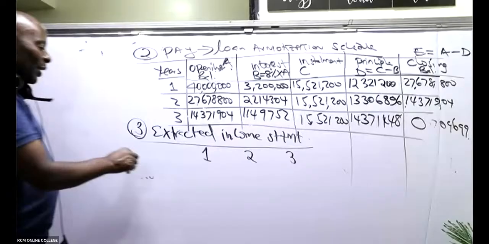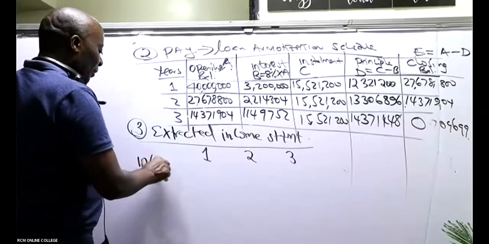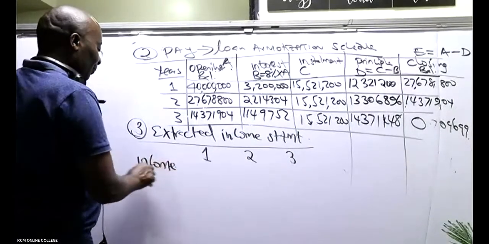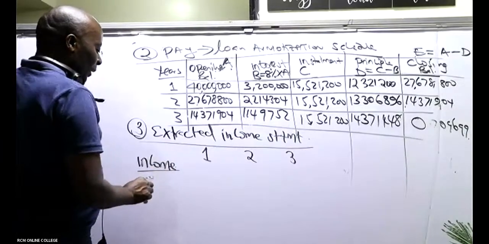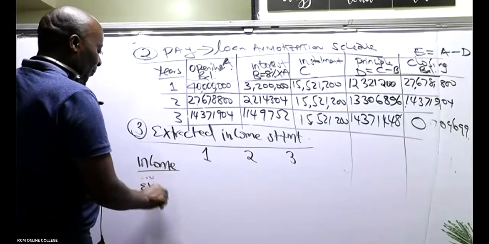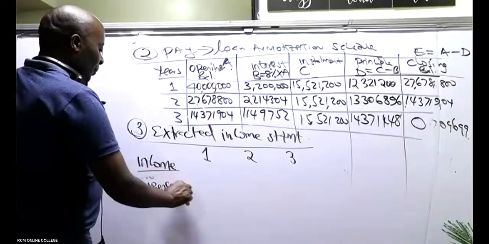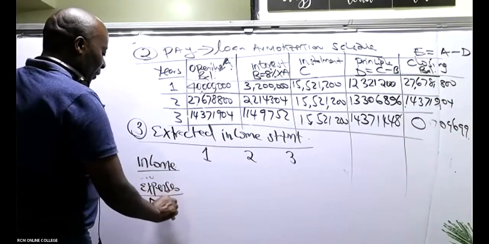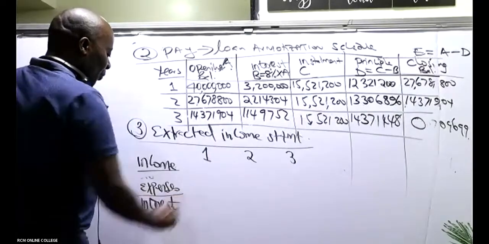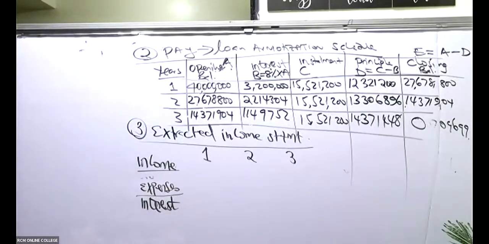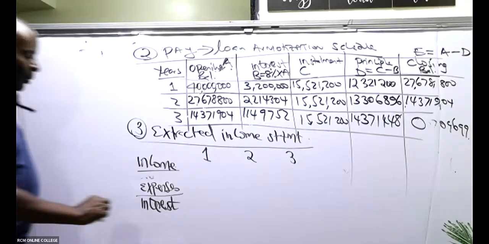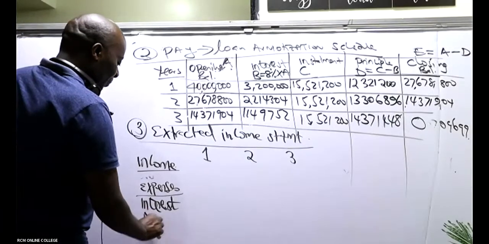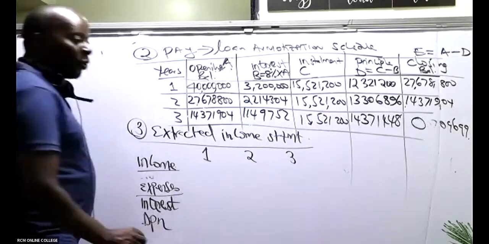So you're going to have an income because there was a disposal done. And then we have expenses. There are two expenses normally. We have interest paid. We have interest there. And then lastly, of course, we have what we call depreciation.